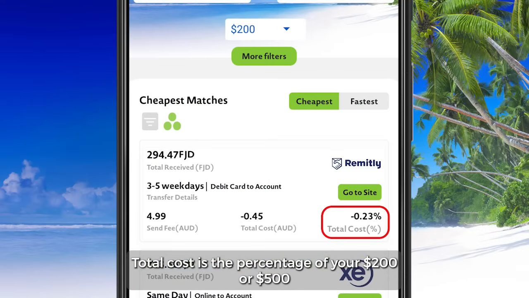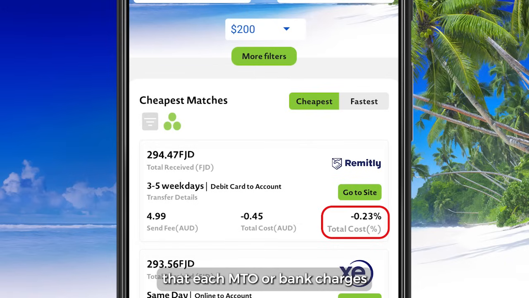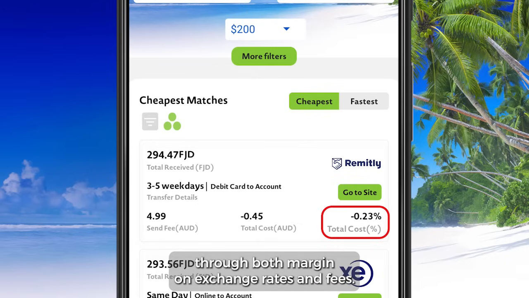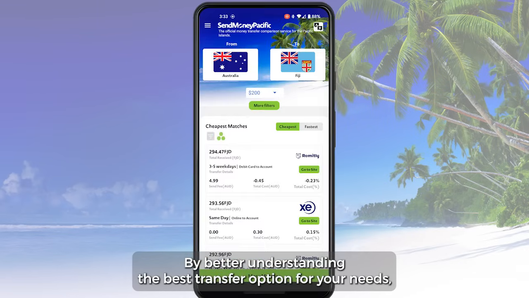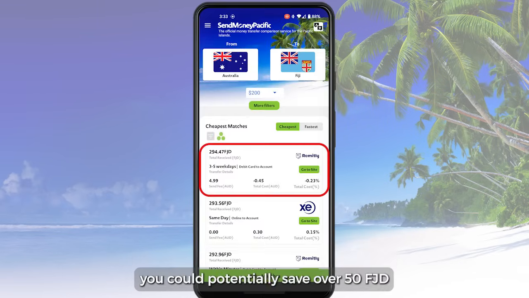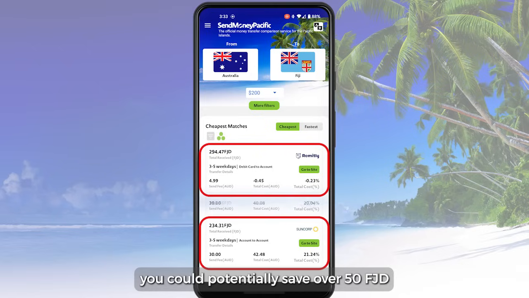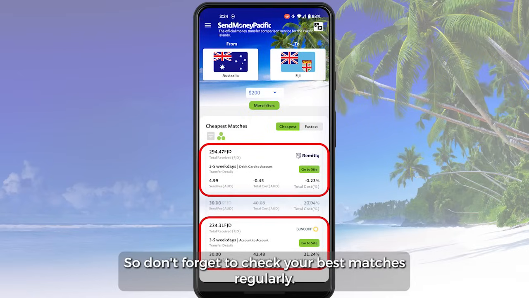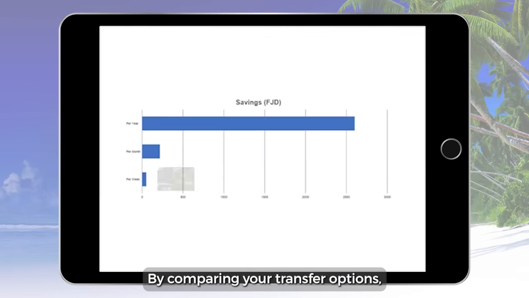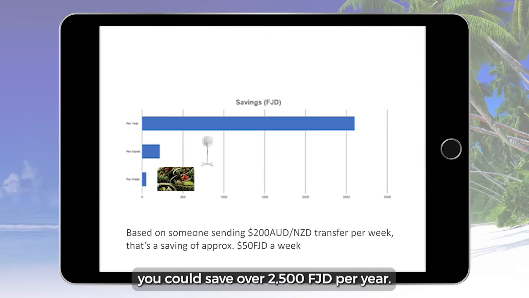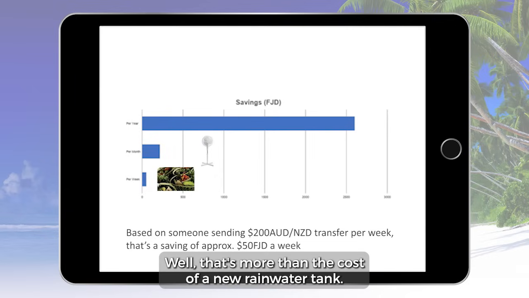Total cost is the percentage of your $200 or $500 that each MTO or bank charges through both margin on exchange rates and fees. By better understanding the best transfer option for your needs, you could potentially save over 50 Fijian dollars on a single $200 transaction, so don't forget to check your best matches regularly. By comparing your transfer options, you could save over 2,500 Fijian dollars per year. Wow, that's more than the cost of a new rainwater tank.